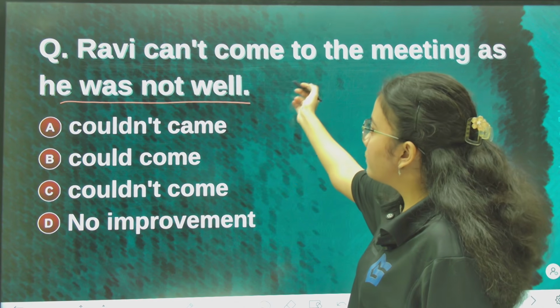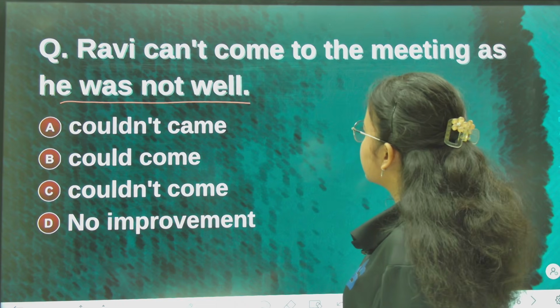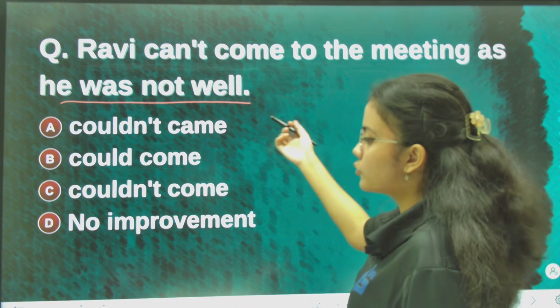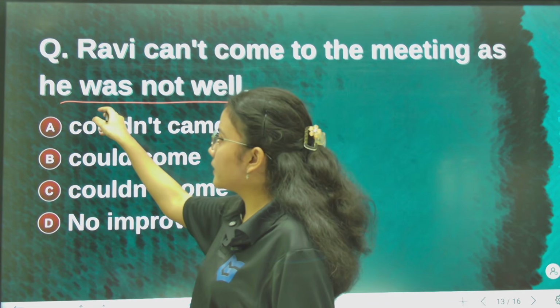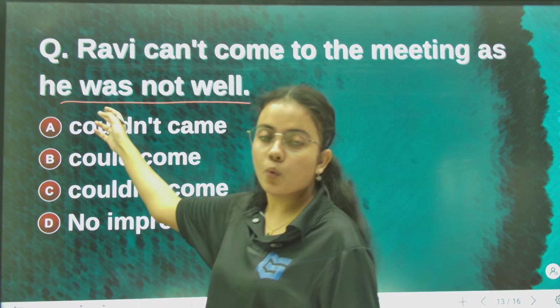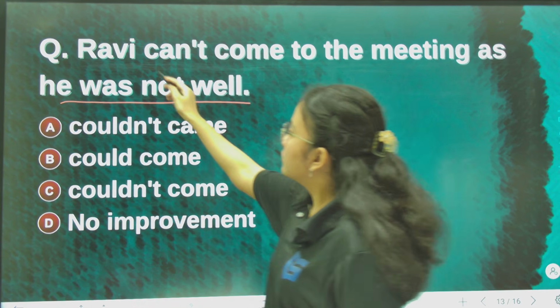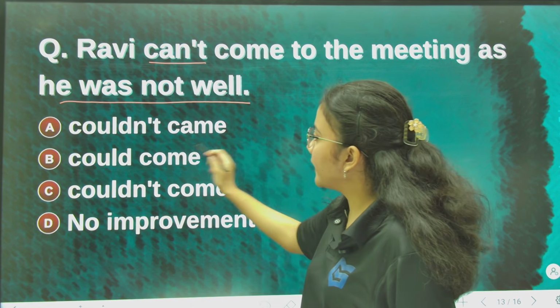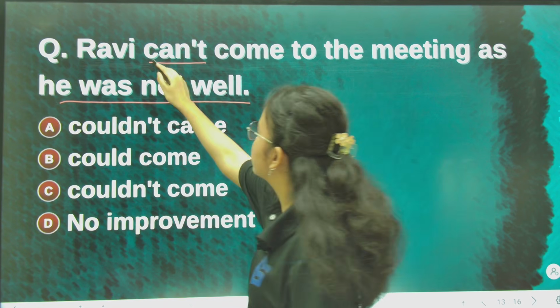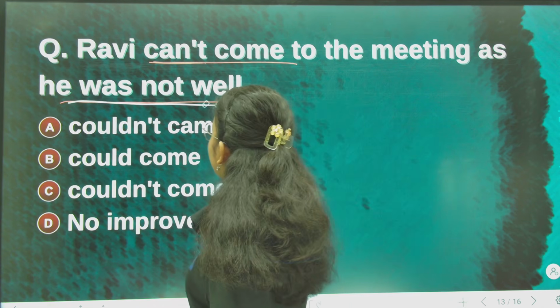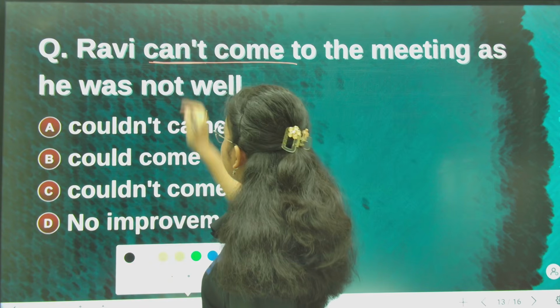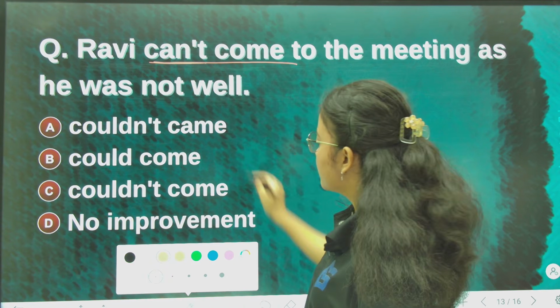Now if it were Ravi can come to the meeting as he is not well, if we had been talking in the present, then it would need to be he is not well, but it is was, right? So what are the options? Couldn't came, could come, couldn't come. The problem is here, we need to change this.